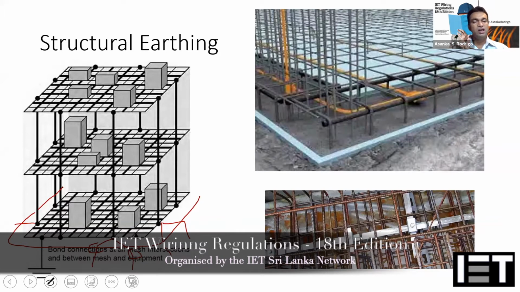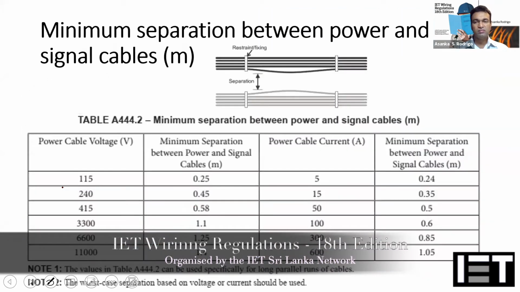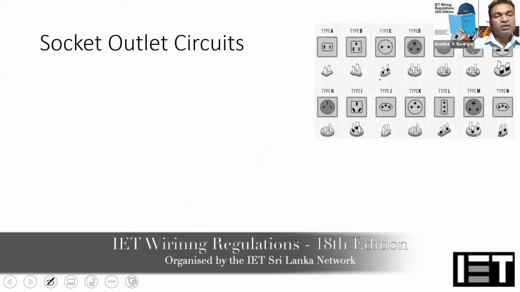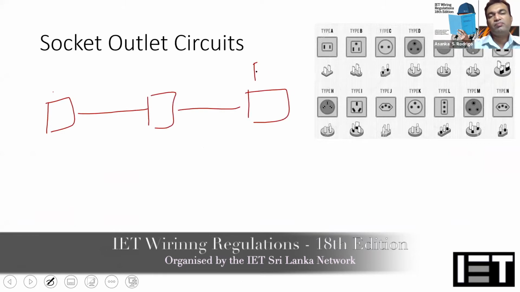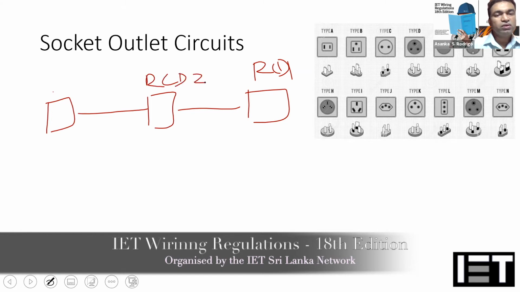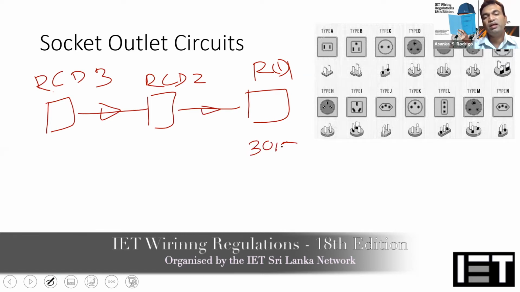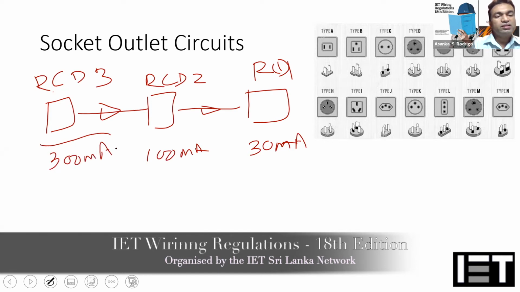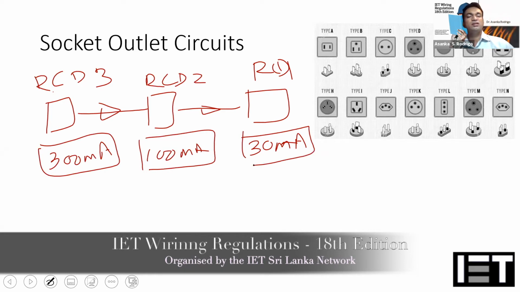But keep in mind, when you are putting RCDs in a cascaded arrangement, this is again one of the mistakes most people make. Let's say you have RCD1 and RCD2, and if you put an RCD3 like that, now your downstream currents are flowing in this way. People think, okay, I'll put 30 milliampere here, then 100 milliampere here, and let's say 300 milliampere here. Is that sufficient? Will it give protection coordination?